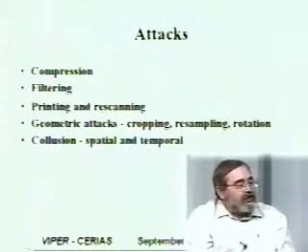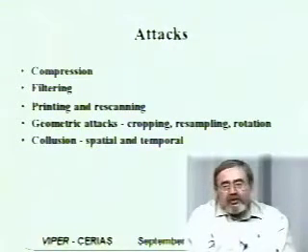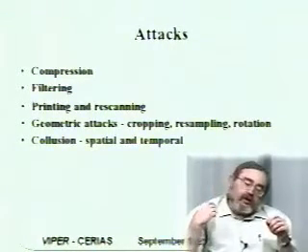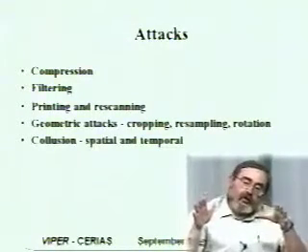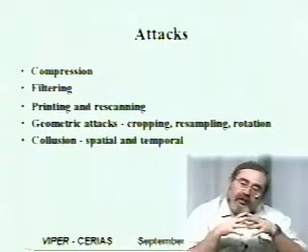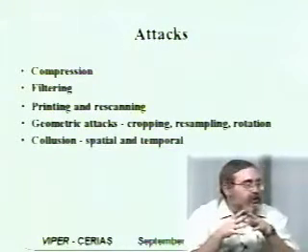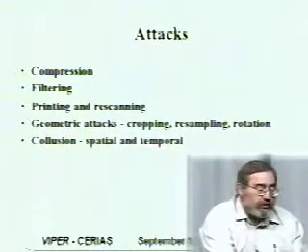There are also geometric attacks, such as cropping, resampling, rotation. And then there are collusion attacks where you get a copy of the image and you get another copy of the image, and they have two different watermarks in them, and you can use those to collude. And this can also be done in certain cryptographic applications. You use those to collude to essentially try to remove the watermark or damage it or whatever.